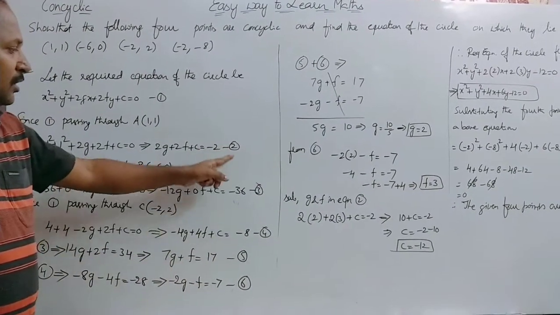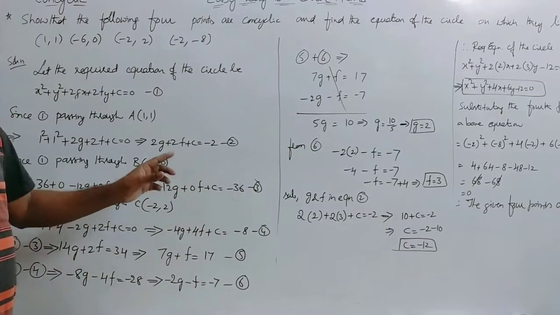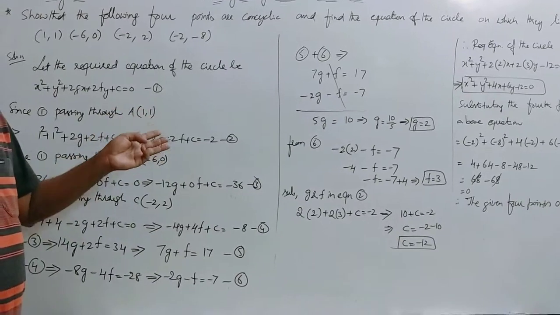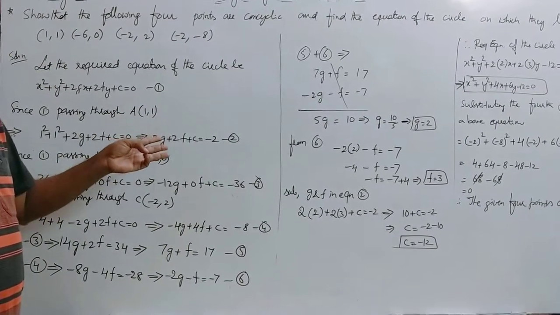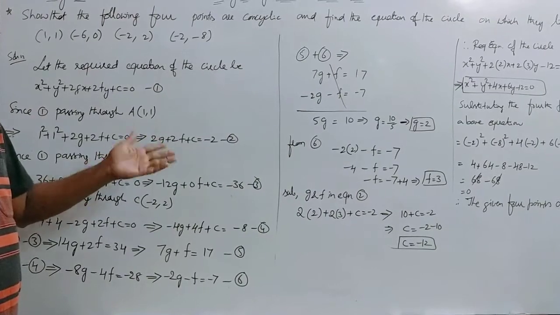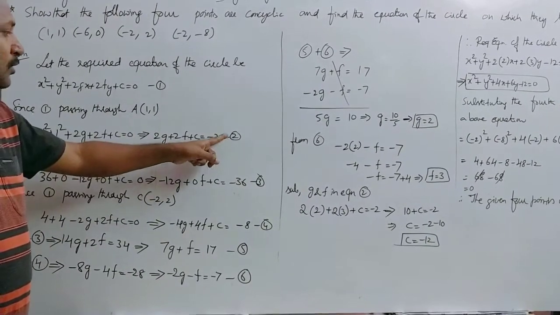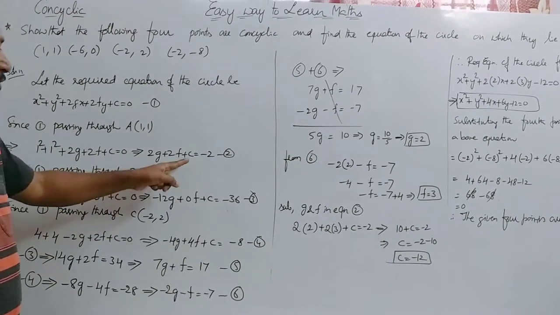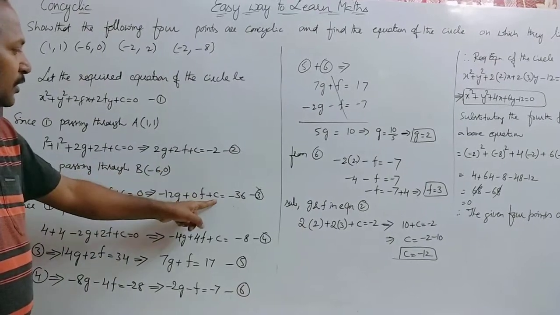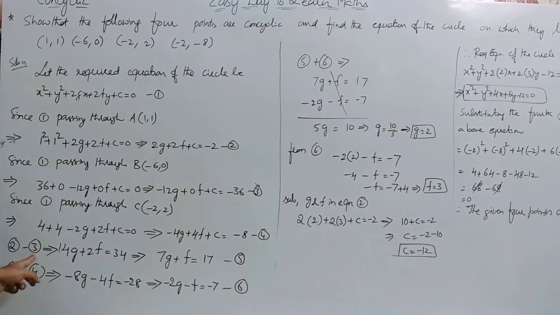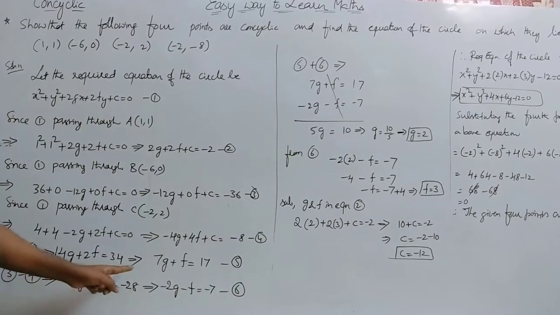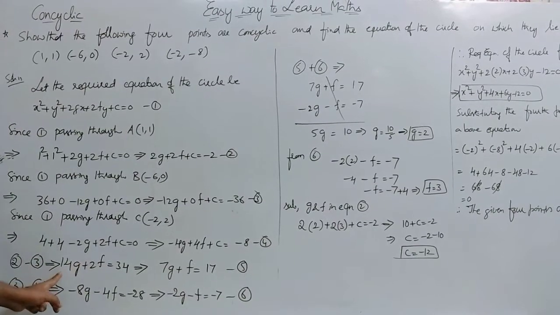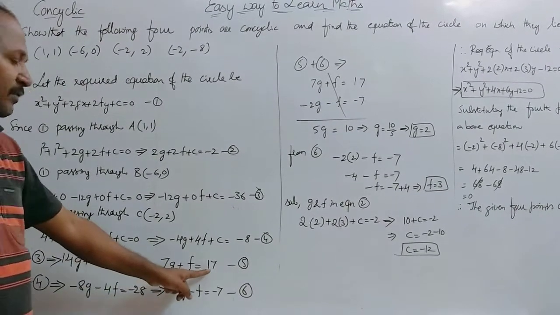Now, by using these three equations, we have to solve for g, f and c values. We already explained, whenever there are 3 unknowns, a minimum of 3 equations is required to find those unknown values. Here, by using 2, 3 and 4, we have to find the values of g, f and c. Let us cancel first of all the c values from 2 and 3. Then 2 minus 3, subtracting 3 from 2, we will get 14g plus 2f is equal to 34. By taking 2 common, we get 7g plus f is equal to 17.